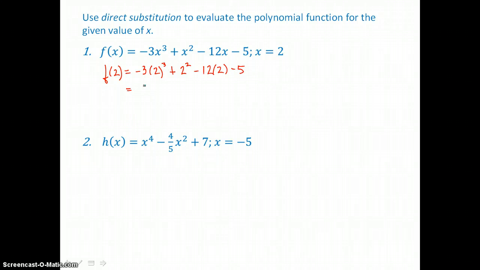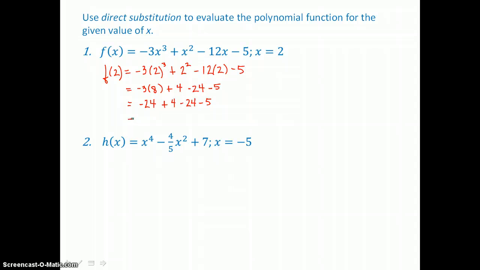So negative 2 cubed is 8, or 2 cubed is 8. 2 squared is 4. Negative 12 times 2 is negative 24. And we have negative 5 at the end. So negative 3 times 8 is negative 24. Plus 4 minus 24 minus 5.